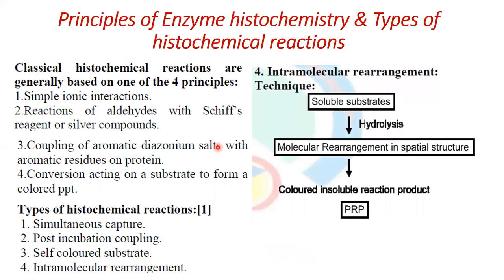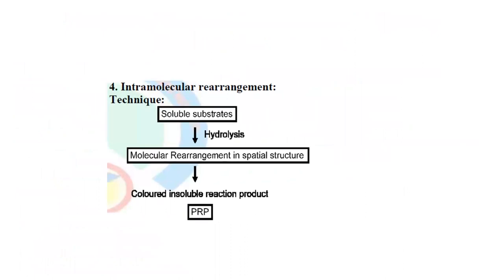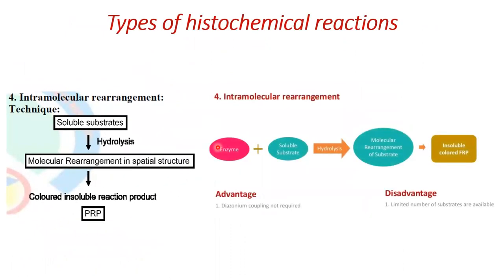And coming to the last and final, which is intramolecular rearrangement. In intramolecular rearrangement, upon adding the substrate to the enzyme, the enzyme will rearrange the molecules' spatial structure. It will rearrange the molecules in the substrate, resulting in rearrangement of the spatial structure of the molecular pattern of the substrate, resulting in color production. So this is called intramolecular rearrangement.